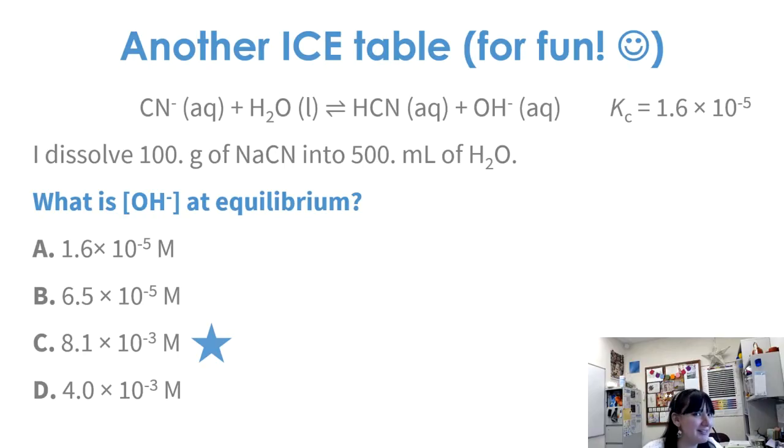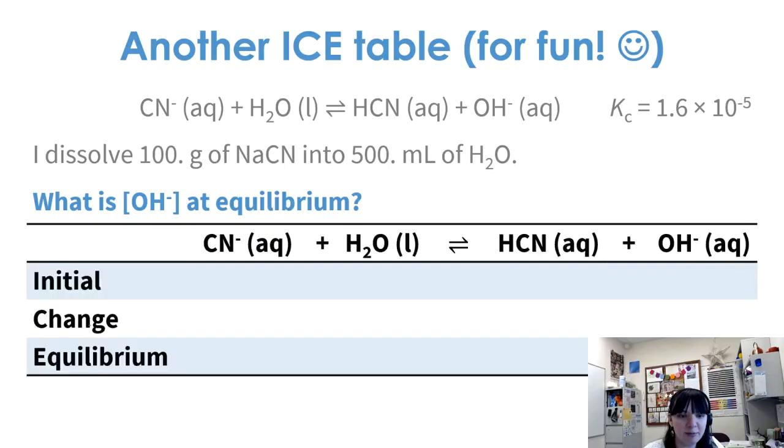Now, if you did not get this answer, let's go ahead and look through the math on it. Even if you did get the answer, I do want to show you a little trick that we can use, a way to maybe speed up the process in solving a question like this one. So again, I'm going to start with my ICE table. Here I have my reaction. My initial concentration of cyanide I calculated as 4.08 molar.